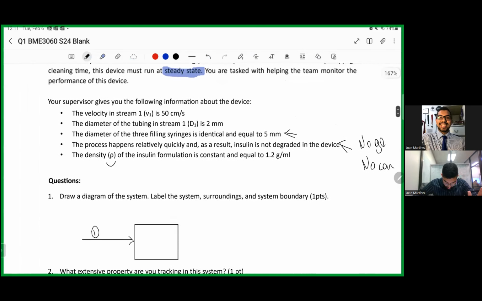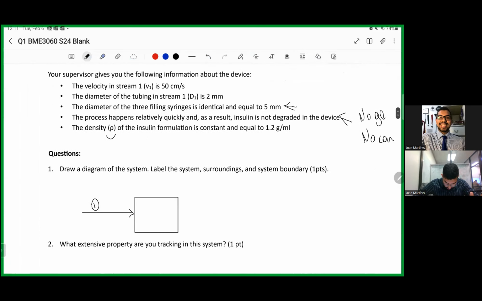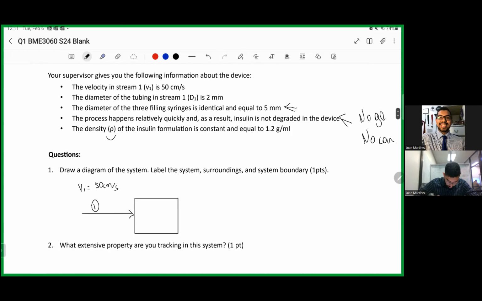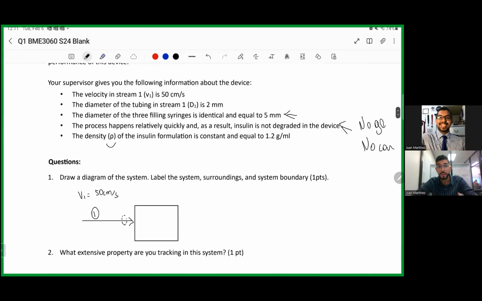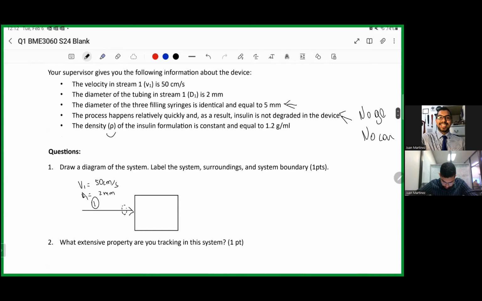And we know a lot of stuff. So we know that for stream one, the velocity is 50 centimeters per second. We know that right off the bat. We also know the diameter, whatever this tube is, and that's going to be helpful for the area that we're going to calculate later on. So write that down. Diameter 1 is equal to 2 millimeters. Then the diameter of the 3 filling syringes is identical, equal to 5 millimeters.